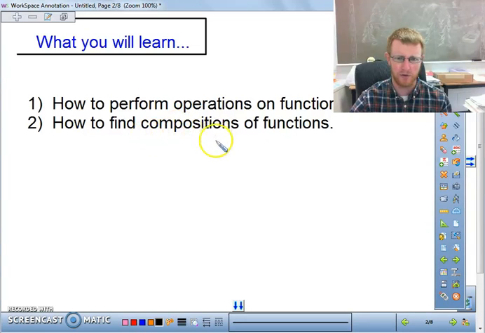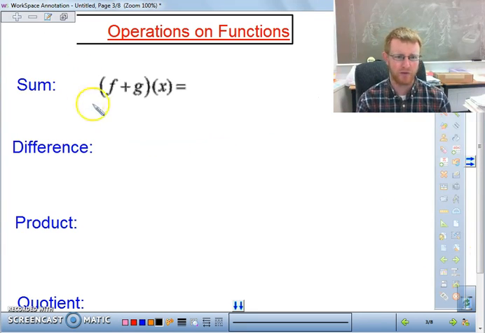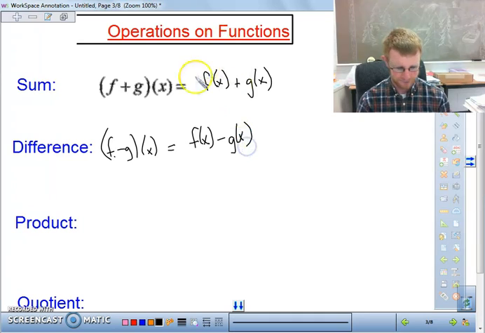Operations are quite a bit easier than the compositions for most of you. But let's just go through some definitions here. We have the sum. Sometimes you see it like this. It says f plus g of x. And what we're basically saying is we're just adding the two functions, so we can also write that as f of x plus g of x. And then the difference, sometimes you'll see that written as f minus g of x. And of course, that's going to be the same thing as f of x minus g of x.